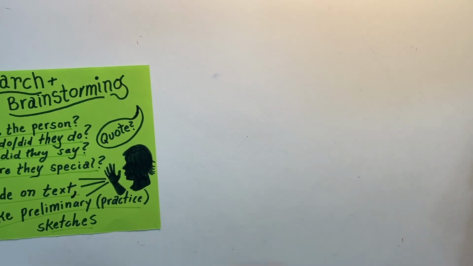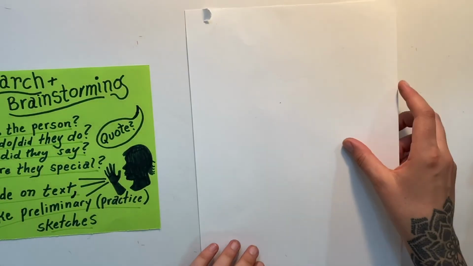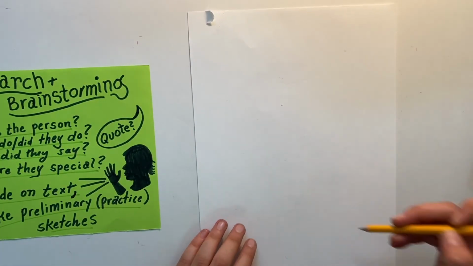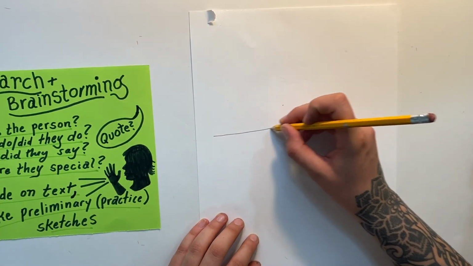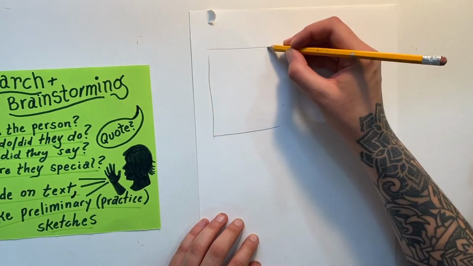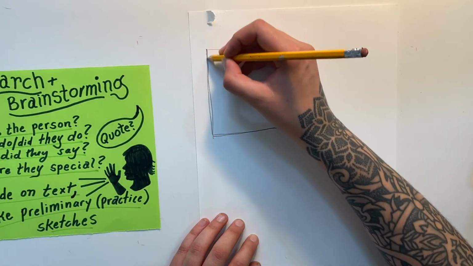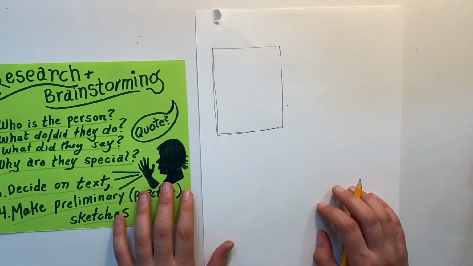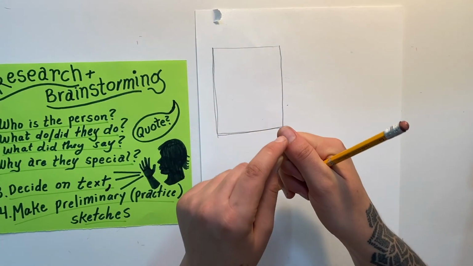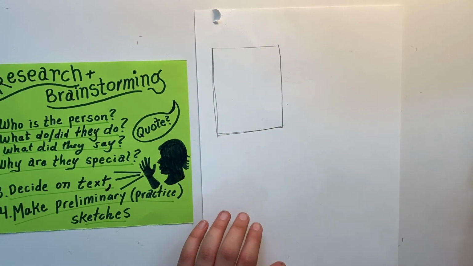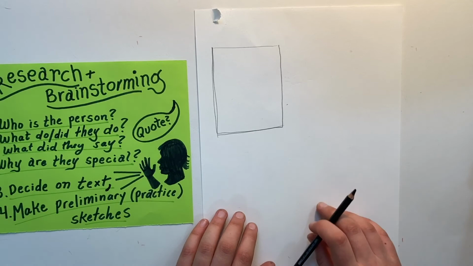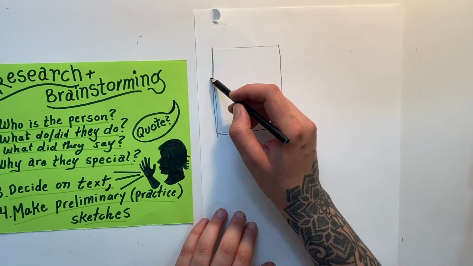So when we sit down to do a preliminary sketch, we can use our sketchbook or a piece of paper. And what you can do is just draw a little box. You don't have to fill a whole page with your preliminary sketches. Some people also call these thumbnail sketches because they're little, right? Little like the thumb.